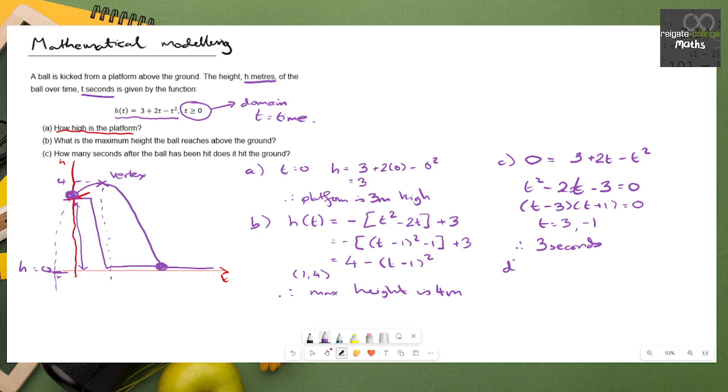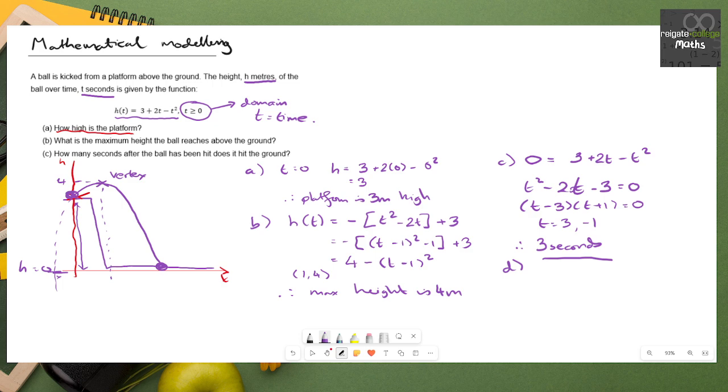Now, something that you might have to do, and I'm adding as a part D, is criticize the model. So what makes this model not very good? And there are lots of possible reasons that you might want to criticize or evaluate the model, but always look at what you've calculated. And a big one is this 3 seconds. And looking back to our domain. So our domain, the acceptable values of t is just that t is greater than or equal to 0.